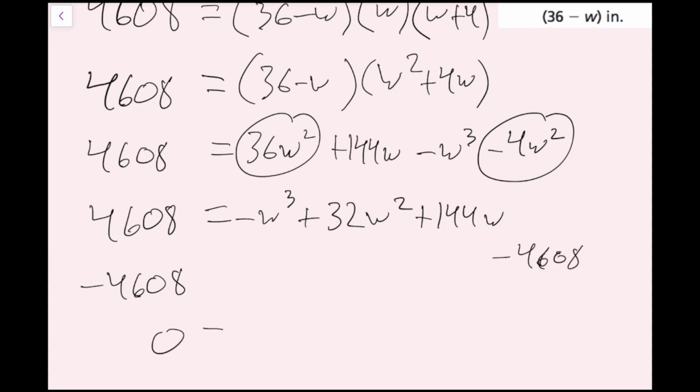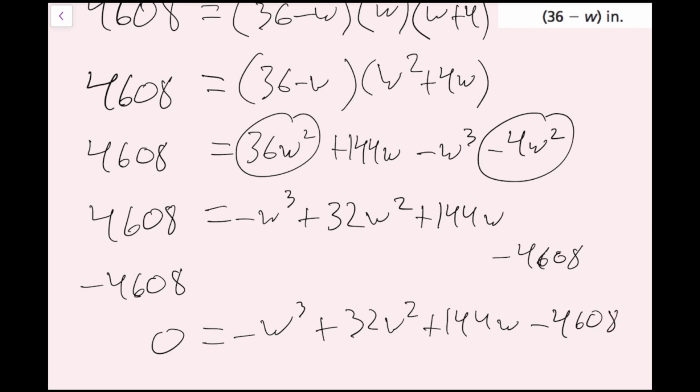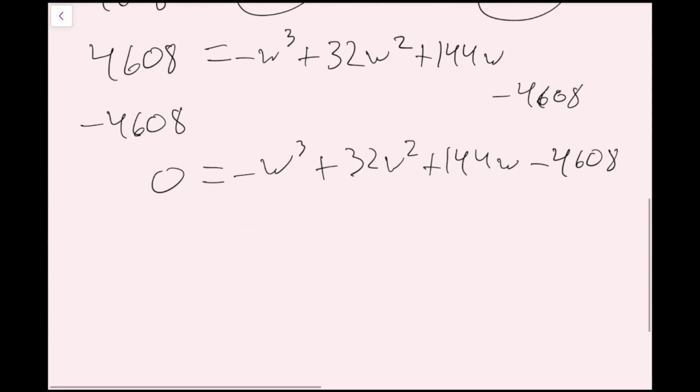So I get 0 equals negative W cubed plus 32W squared plus 144W minus 4,608. All right. So the only way that we know how to solve an equation like this so far would be to factor this completely. All right, so now I want to make my groups.